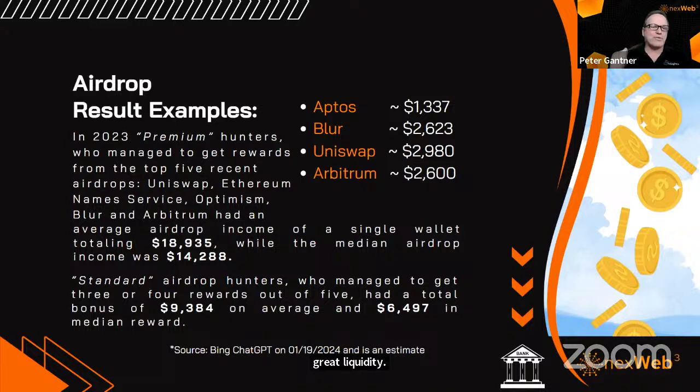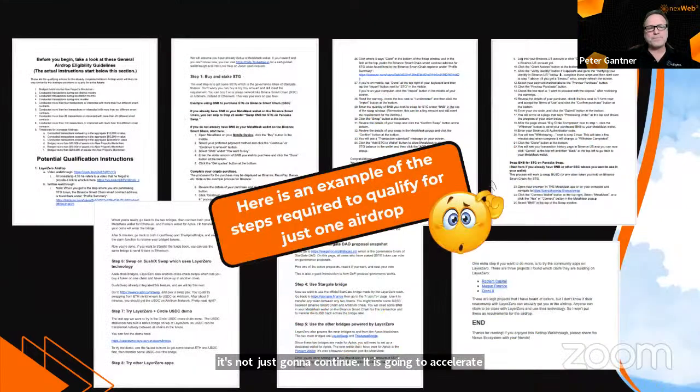You could go to the marketplace right now, sell them for fiat, take that fiat and send it to your banking account, or do whatever it is that you want to do with it. This is real, and this is going to continue. And actually, it's not just going to continue, it is going to accelerate because of the success of these projects moving forward. So let's see what it takes to do an airdrop.